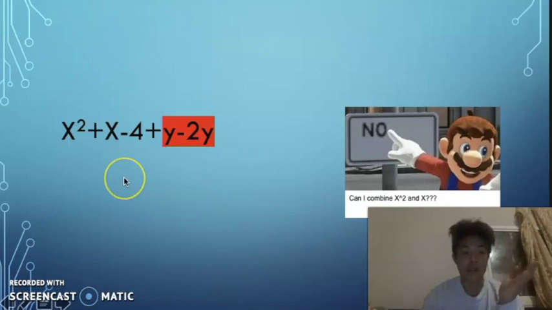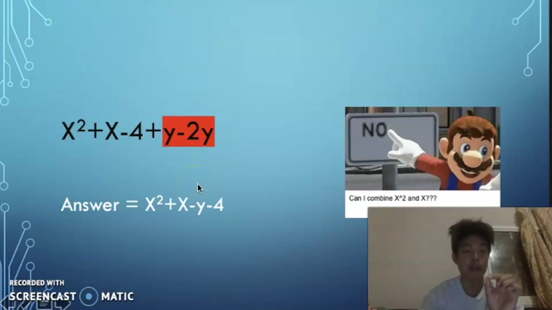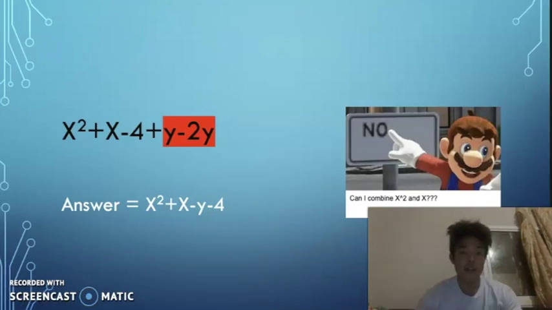So we have x squared plus x minus 4 plus y minus 2y. We combine like terms, y minus 2y is negative y, so we get the answer x squared plus x minus y minus 4. Alright, so let's move on to the next problem.